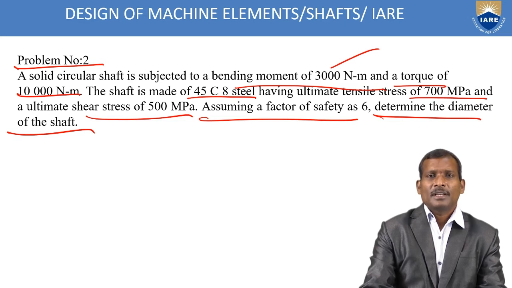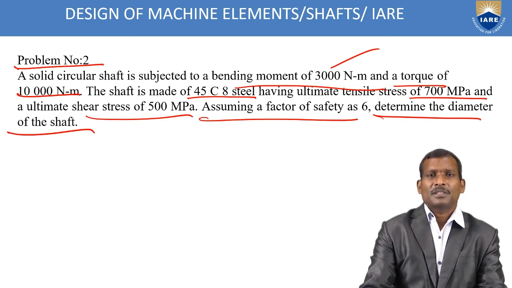Clear? So here, this problem is based on combined loads. When the shaft is subjected to twisting moment as well as bending moment, we need to calculate the equivalent bending moment and equivalent twisting moment. Apply those equations. For this type of problem you should use two theories of failure.